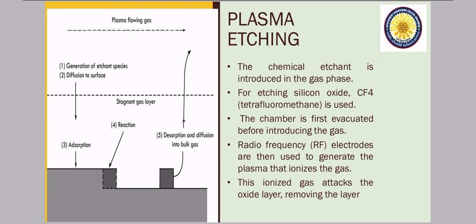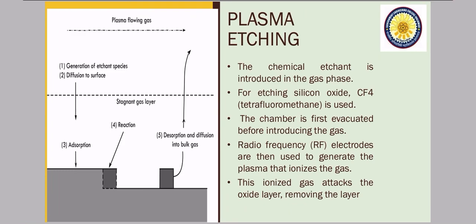So in plasma etching the chemical etchant is introduced in the gas phase, and for example I have given here for silicon oxide CF4, tetrafluoromethane, is used, and this gas is first evacuated, the chamber is first evacuated before introducing the gas, so that no contamination and no other particle has been there. उसको फुल्ली इवैक्यूएट करा जाता है. उसके बाद CF4 जो हमारी एक्चुअल में एचेंट गैस है, उसको हम लोग इंट्रोड्यूस कराएंगे.